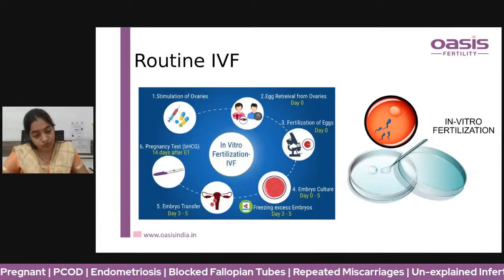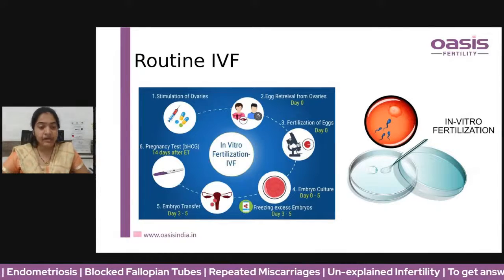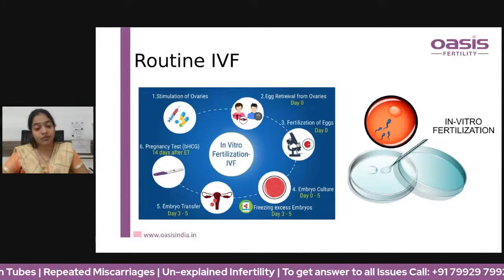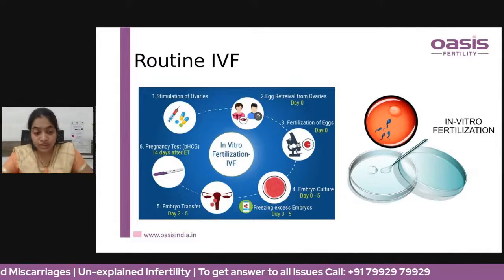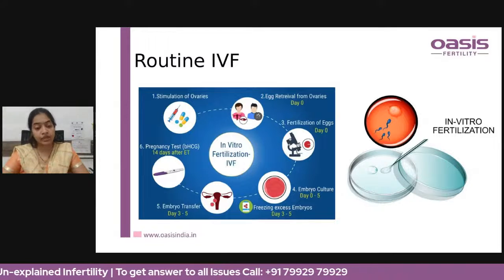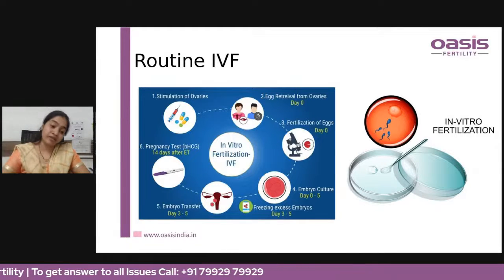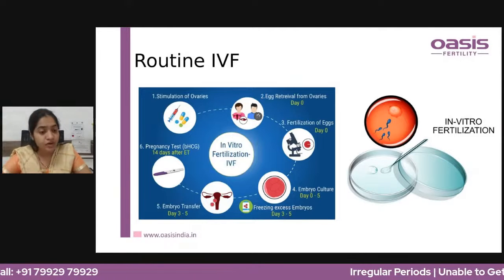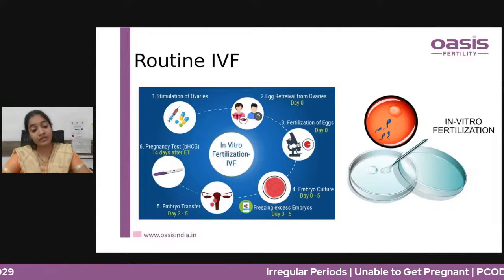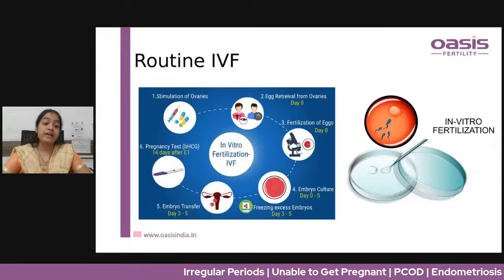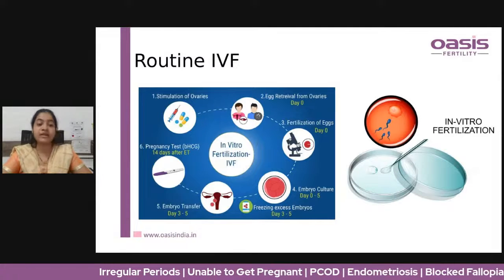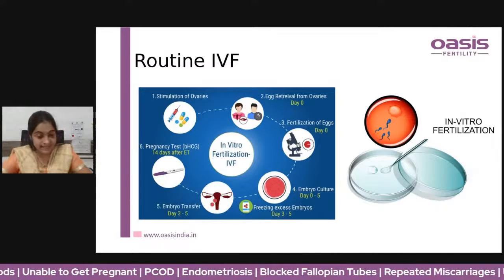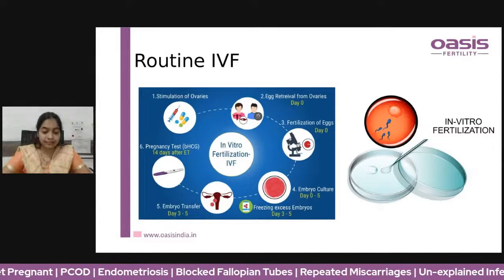Now, what happens after this egg retrieval? The eggs are transferred to the embryology lab, which is near the OT of the ovum pickup. There the denudation of the oocytes is done, and after incubation of these eggs, the ICSI is carried out, say about 4 hours after the pickup. Now, what is ICSI?